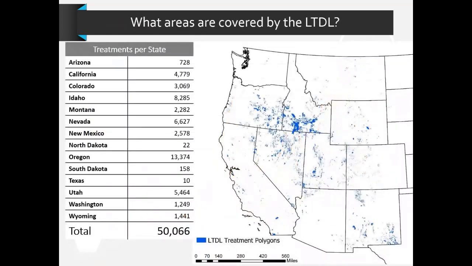We have about 50,000 land treatments in the Land Treatment Digital Library, and this table on the left shows you the treatments by state in counts. And you can see the highest count is in Oregon, and then the lowest are in some of these peripheral states like Texas and North Dakota, where there just isn't a lot of BLM lands, and so there's not a lot of land treatments. And this map on the right shows polygons of the areas that have been treated.